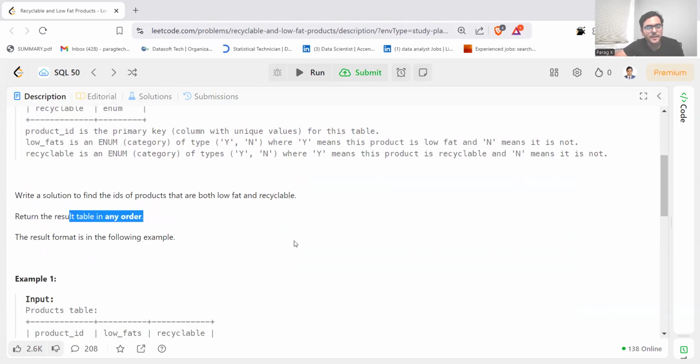You also have to always look into how the question asks the final result to be sorted or ordered. Most of the time they want it ordered alphabetically or by a certain column, let's say order by name in ascending order. A lot of them require it, but in this question, if you see, they do not require it. You can return the result table in any order.